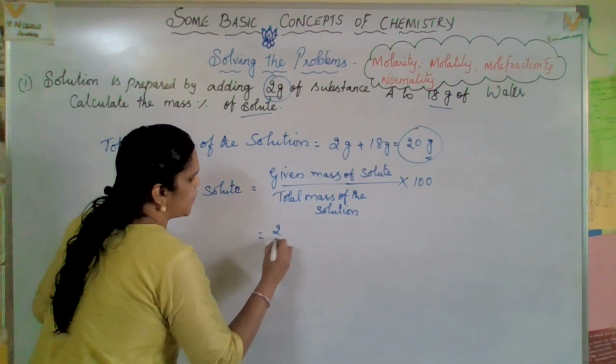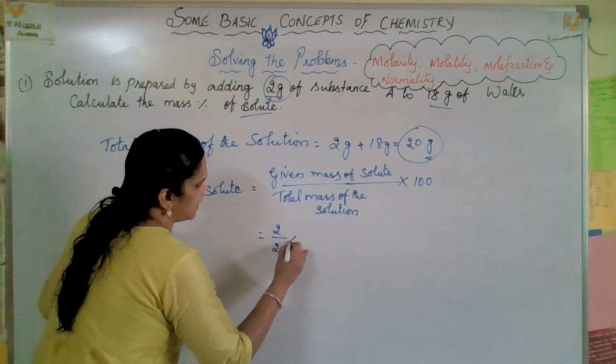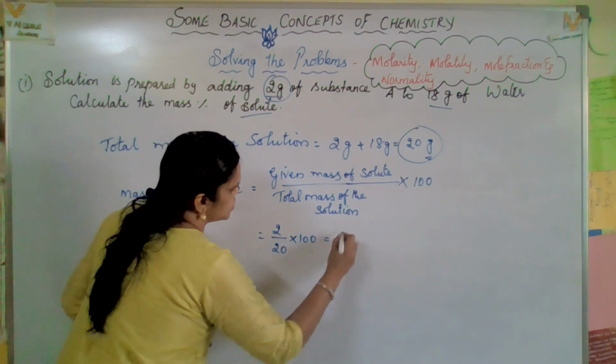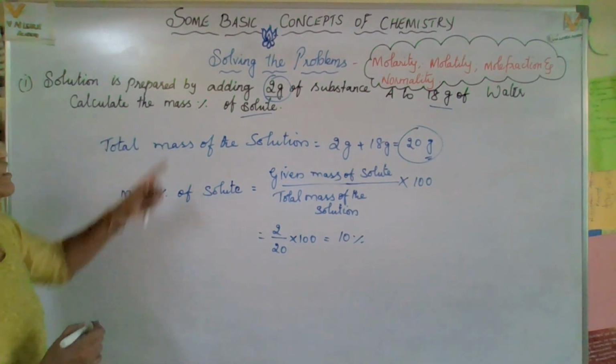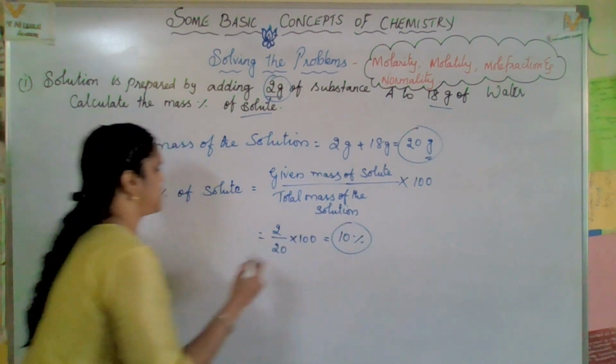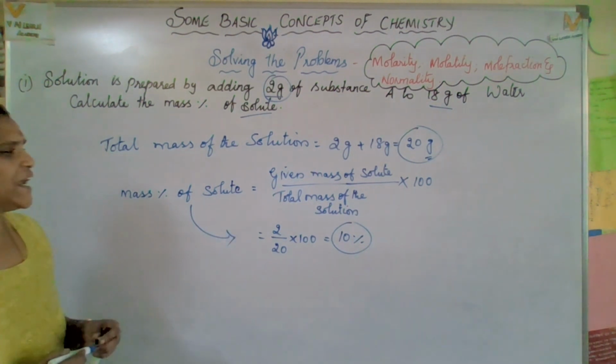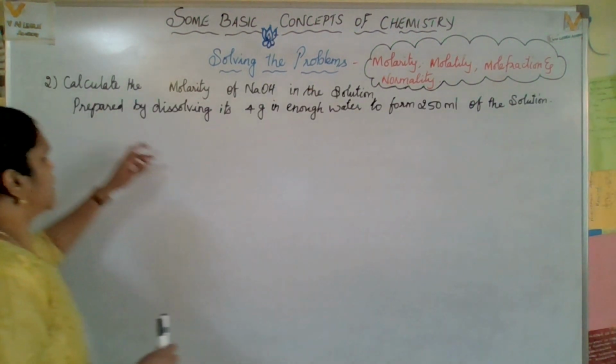So 2 by 20 into 100, so you will get 10 percent. So the mass percentage of solute is 10 percent. I hope you got a clear idea. Let us check another question.